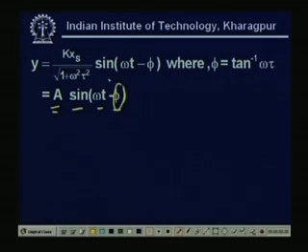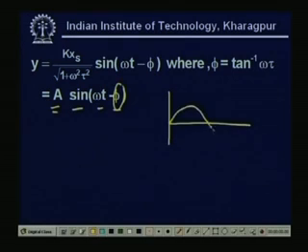There will be some phase shift. That means that if my input is like this, my output will look like some other, so it will look like a phase shift like this one, right. So, there is a shift in phase.